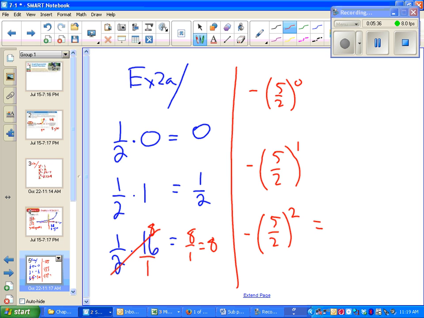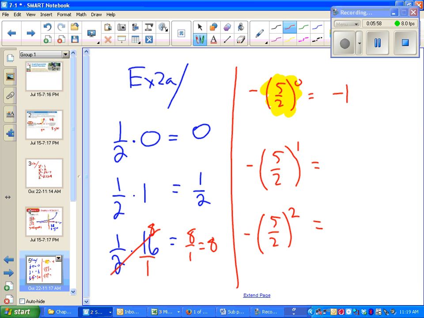Go ahead and pause the video and try all 3 of these yourself before I just tell you what to do. You should notice anything to the 0 is 1. Anything to the 0 is 1. But that negative in front makes it negative 1.